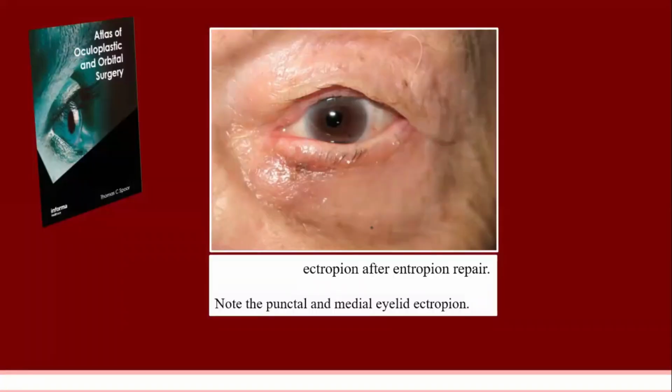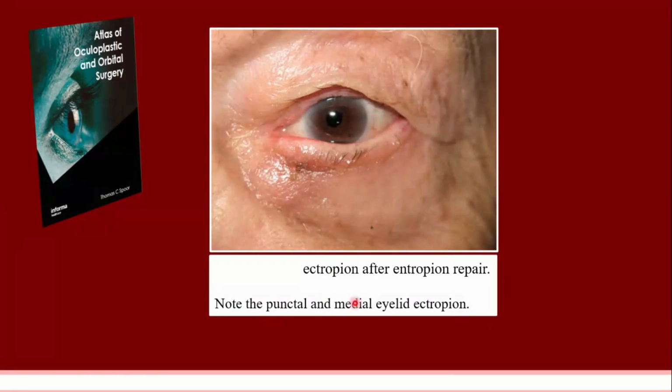But sometimes it might persist. As in this photo, this patient has a kind of ectropion medially, according to the author of this book, after entropion repair. And here, note the punctal and medial eyelid ectropion. If you remember, sometimes the ectropion is not generalized. It's only restricted to one part, usually the medial part, especially if we are talking about involutional ectropion.